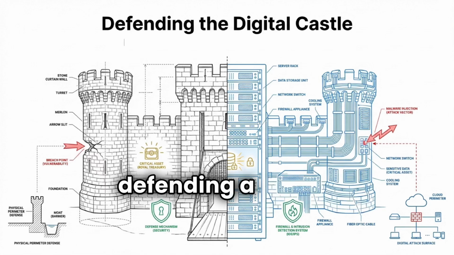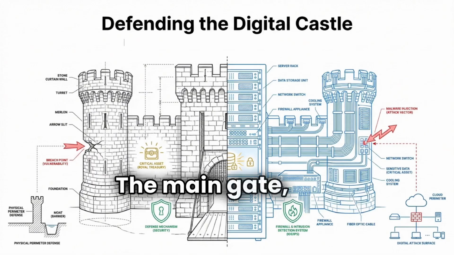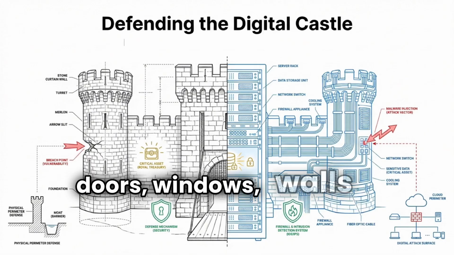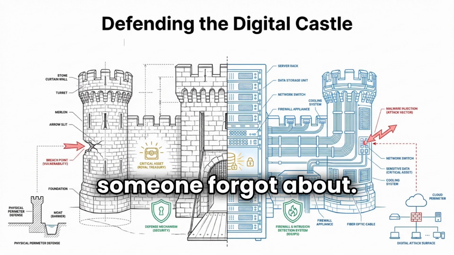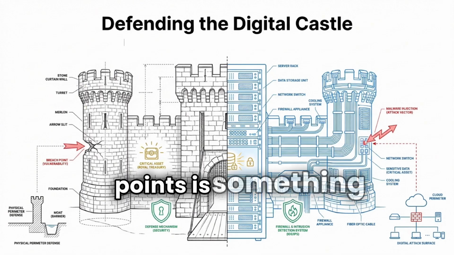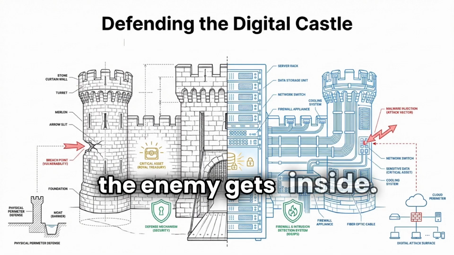Imagine you're defending a castle. You need to know where attackers can get in, right? The main gate, side doors, windows, walls that might be climbed, maybe a secret tunnel someone forgot about. Every one of those entry points is something you need to protect. Miss one, and that's how the enemy gets inside.